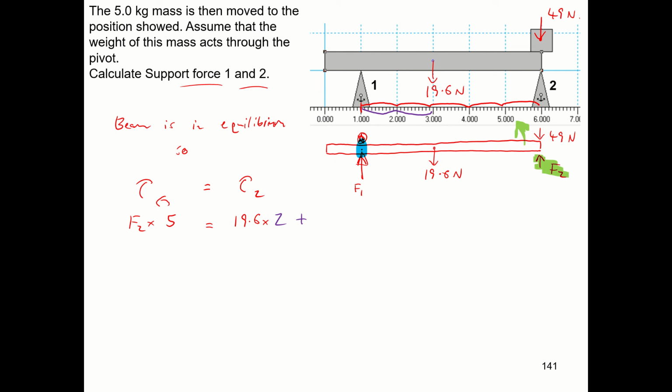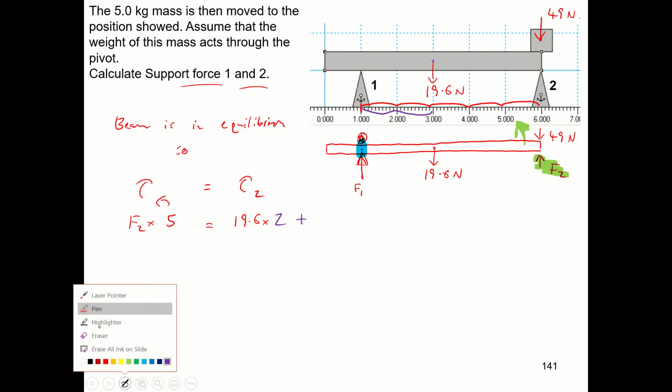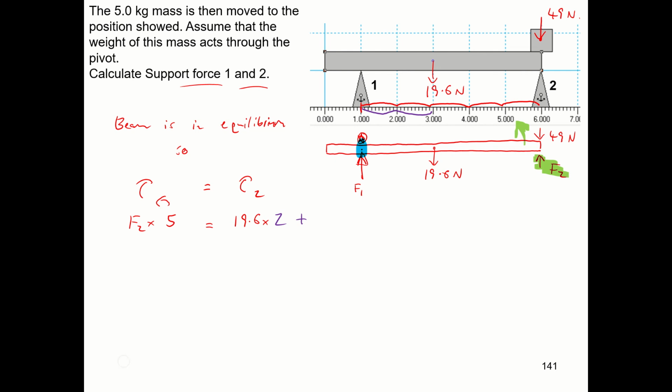And I've also got another clockwise torque. My clockwise torques are everything that's going to try and tip it clockwise, try and make my seesaw go this way. So these two are my clockwise torques. So I've got to do force times distance for each of those. So 19.6 times 2 meters plus 49 newtons, and that one there is 1, 2, 3, 4, 5 meters away.